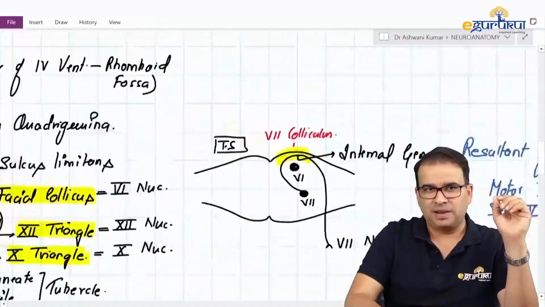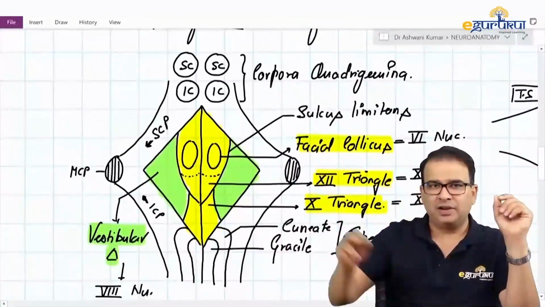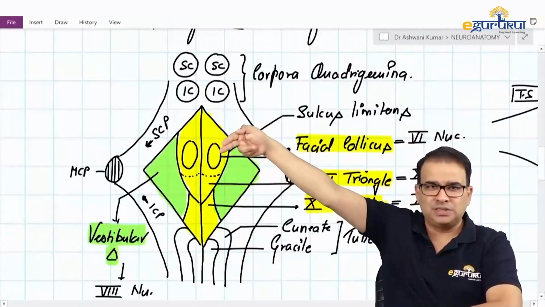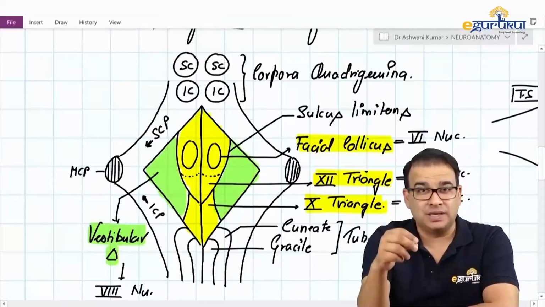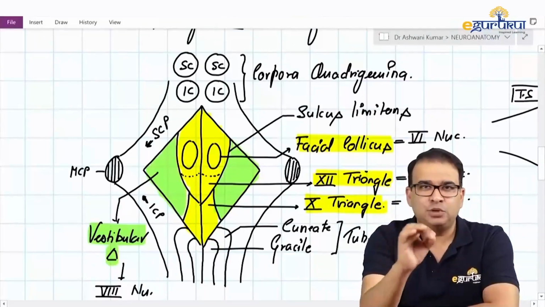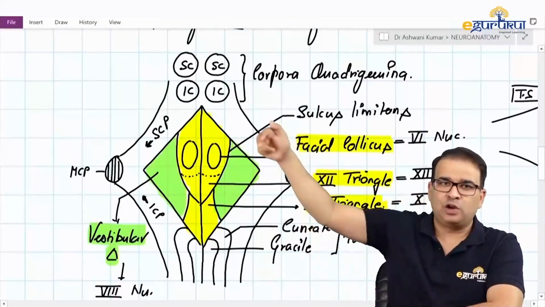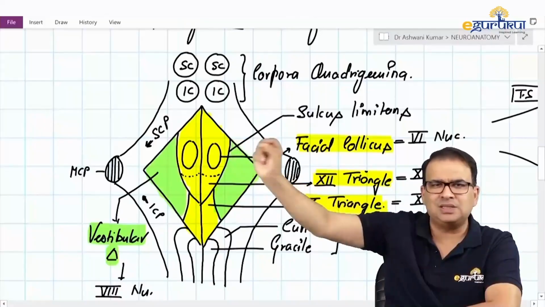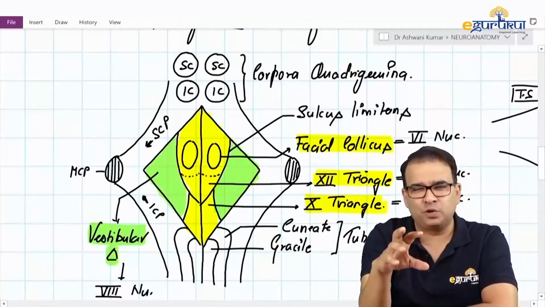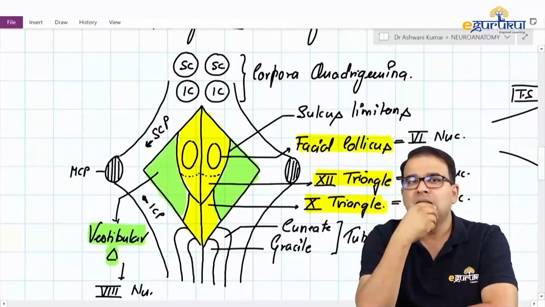Now let me just bring it back here. This is the facial colliculus you have here. Let's say I put an arrow on the facial colliculus. The first time the question was pretty simple: what is the nucleus present deep to the following elevation? Although we call it the facial colliculus, the nucleus present deep to it is the sixth nucleus, the abducens nucleus, and most of the people who read about the fourth ventricle got it right, no problem.